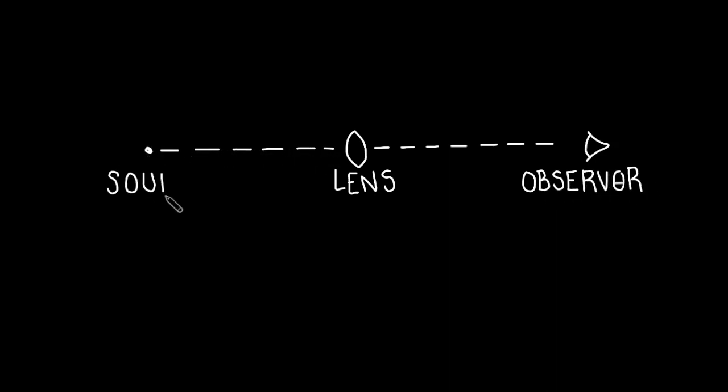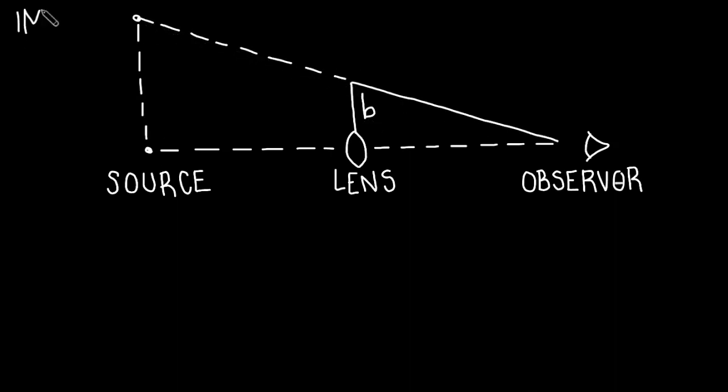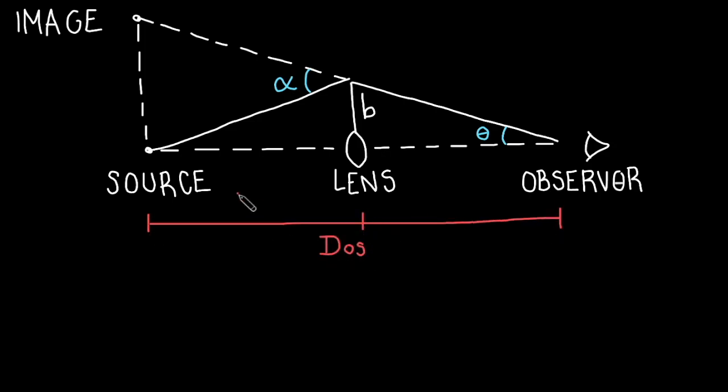We can calculate how the light will be redirected. If all three objects are aligned, the light from the source will be redirected by an amount b, which we call the impact parameter. The observer will see an image of the source at an angle theta. The angle of deflection is the angle at which this image forms with respect to the source's deflection. We can also label the distances between the observer, lens, and the source. I'll use subscripts to denote which distance is being referred to.